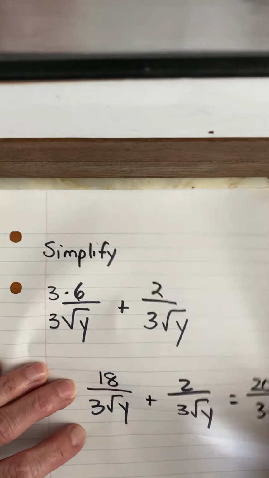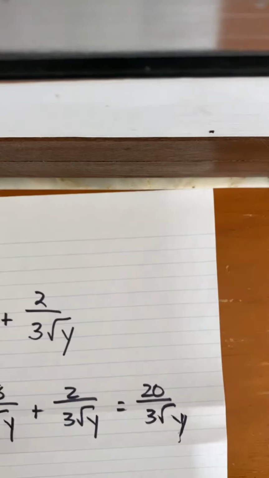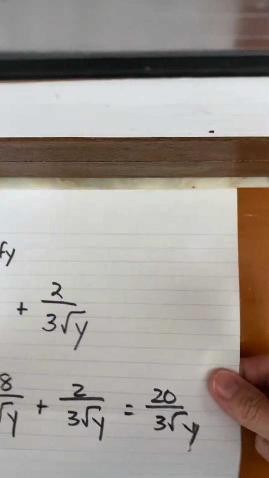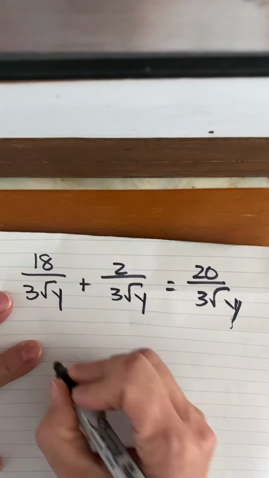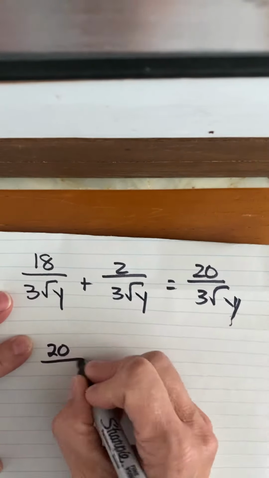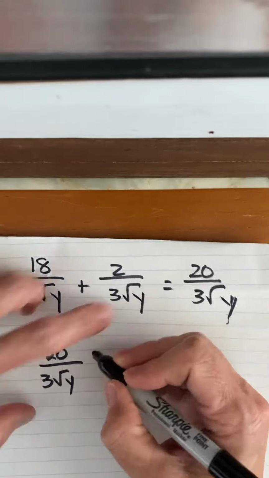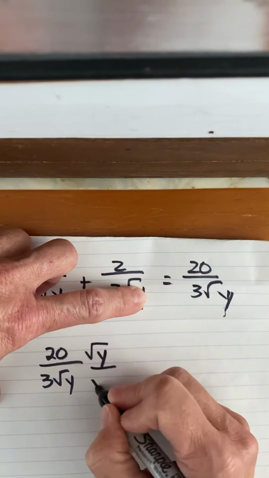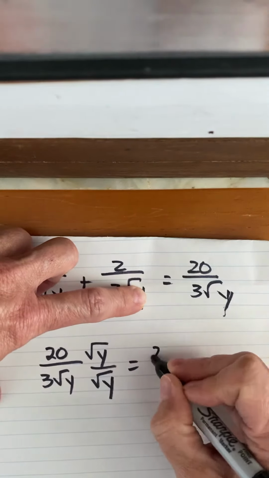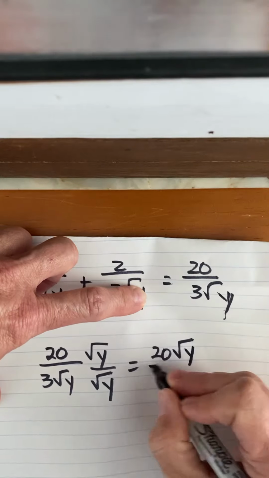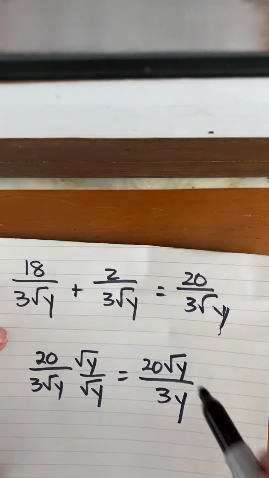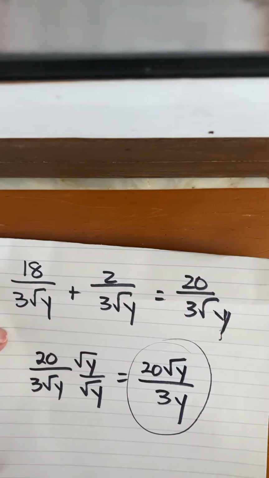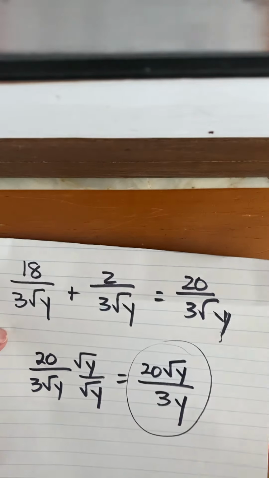Okay, well, that's a nice start, but why am I not done? I'm not done because you can't have a radical in the denominator. So I take 20 over 3 root y, I multiply it by root y over root y, and I get 20 root y over 3y. Okay, now it may not look completely simplified, but it is because there's no radical in the denominator.